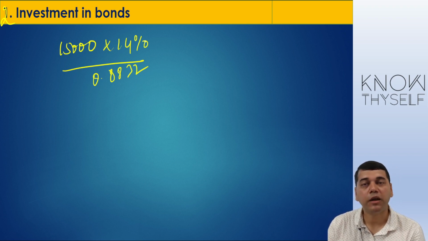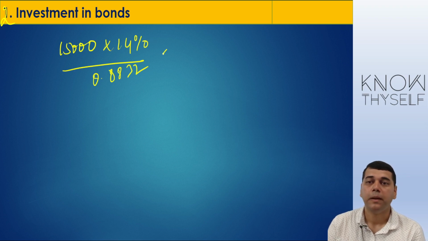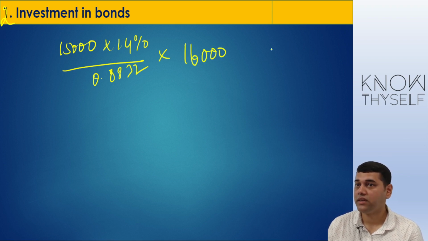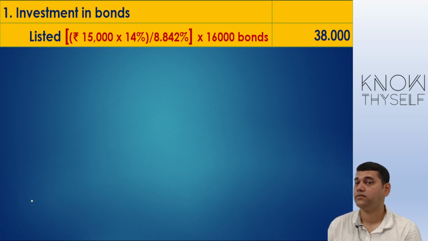Okay, I got the value per bond, multiplied by the number of bonds, I want the total value. How much is the total? 16,000. It is not 8,000. Follow? So you get the total value of the bond. Understand here? The calculation is simple.